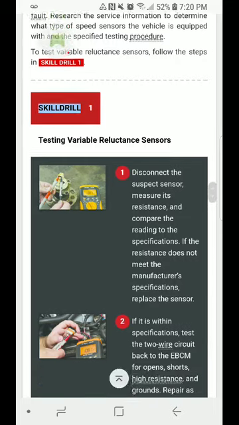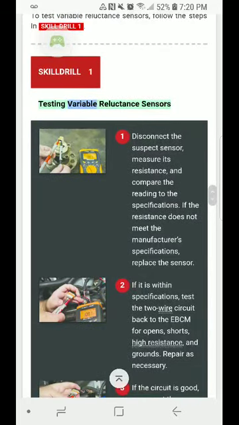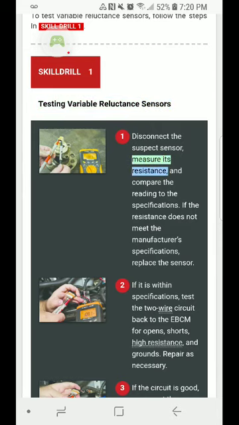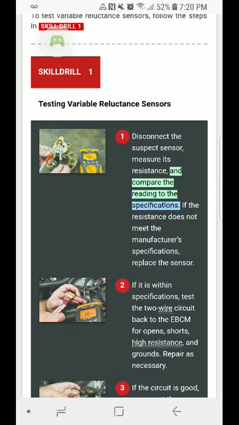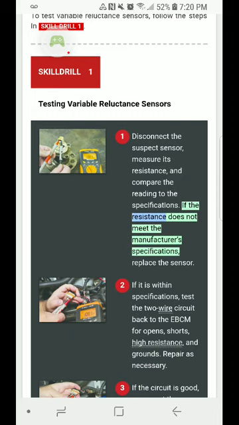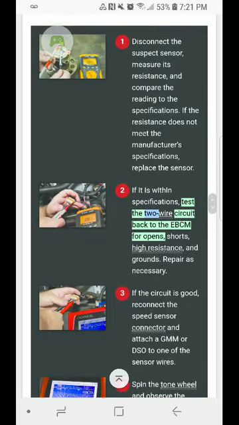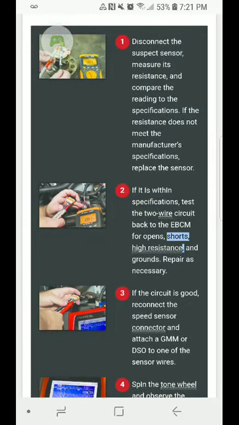Skill Drill 1. Testing variable reluctance sensors. 1. Disconnect the suspect sensor, measure its resistance, and compare the reading to the specifications. If the resistance does not meet the manufacturer's specifications, replace the sensor. 2. If it is within specifications, test the two-wire circuit back to the EBCM for opens, shorts, high resistance, and grounds. Repair as necessary.